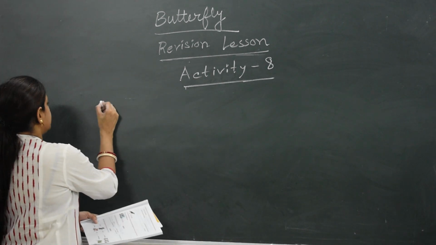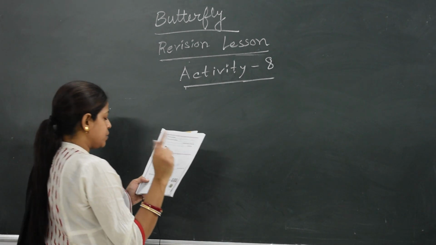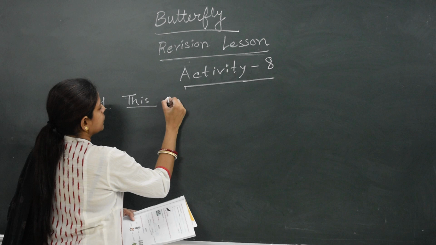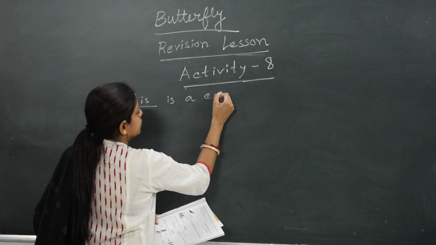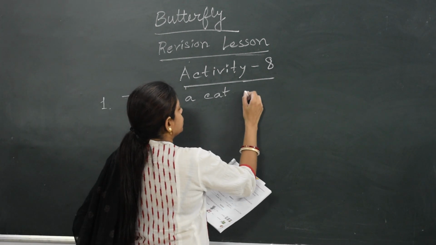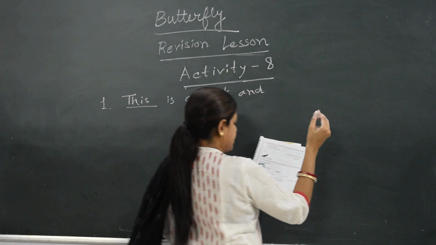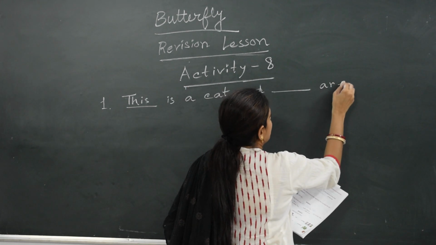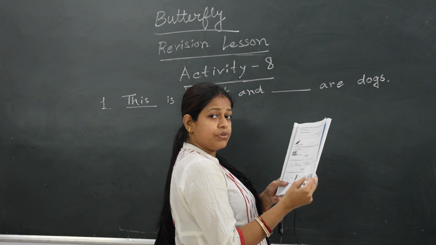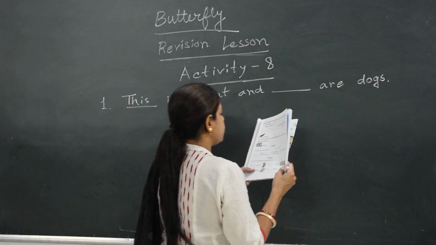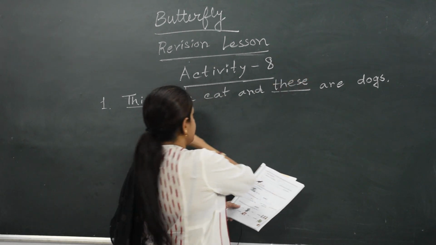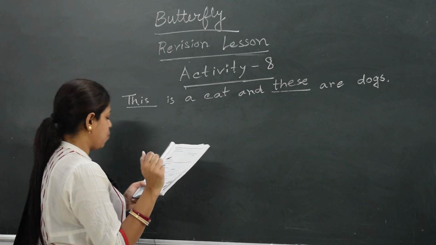Now, number one, we can see this is a picture of one cat. So, this is a cat. And dash are dogs. 1, 2, 3. 3 dogs are there. So they are more than one dog. So we will use these are dogs. This is a cat. These are dogs.